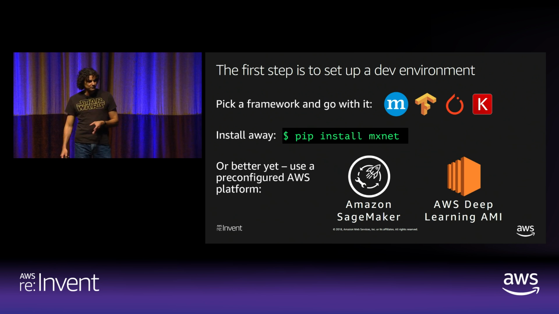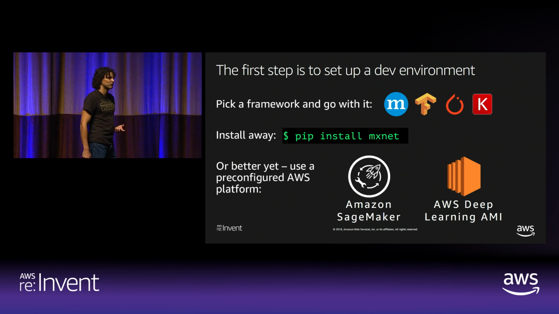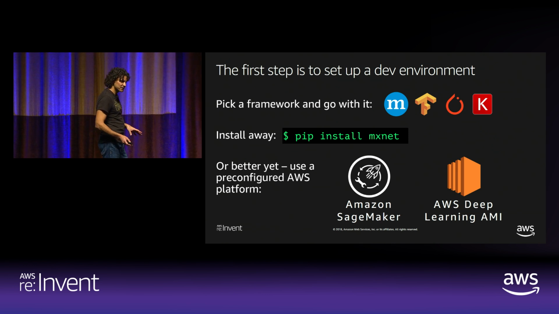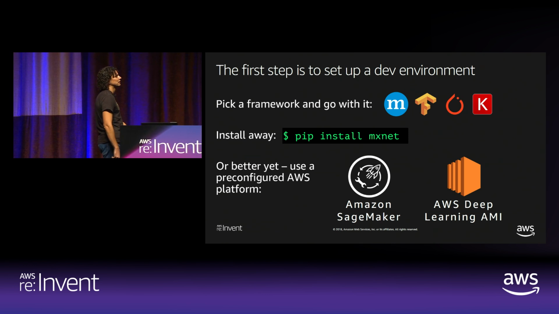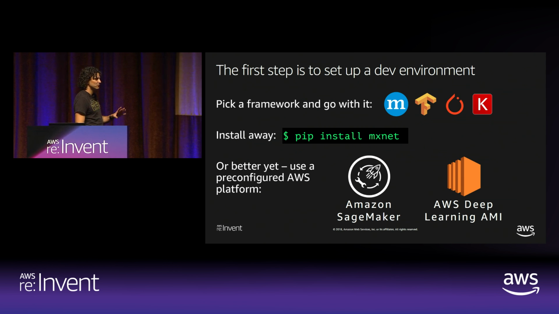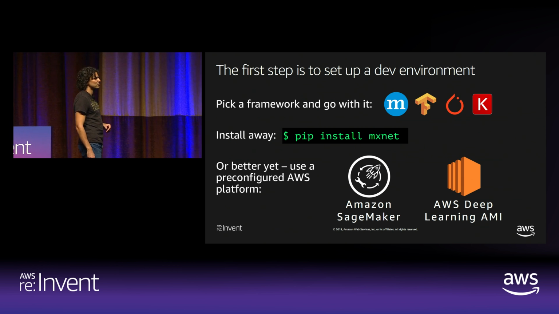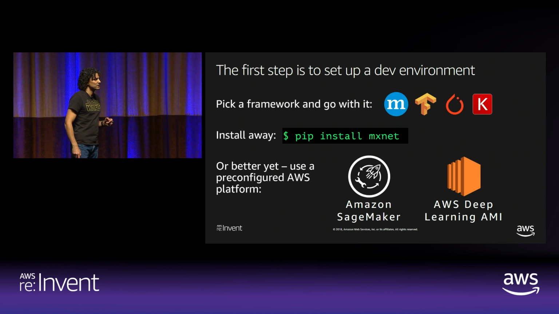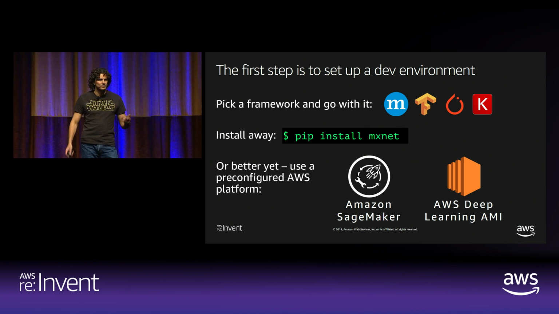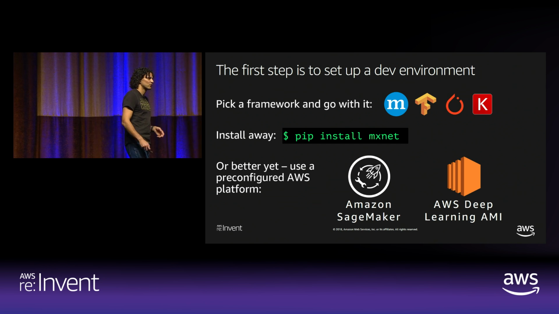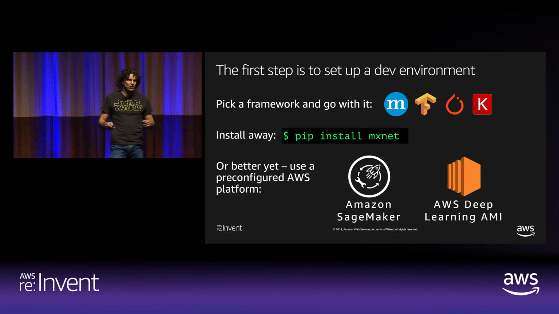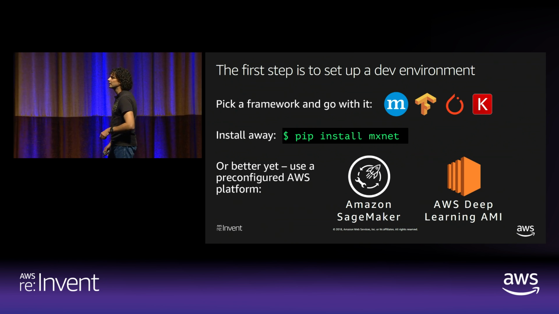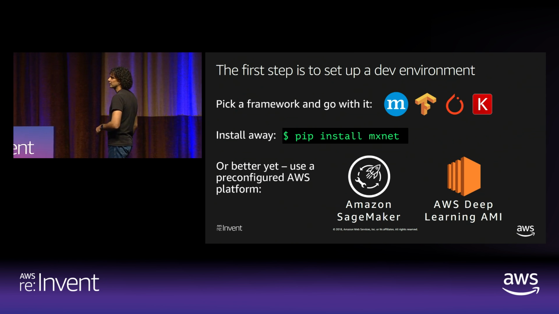SageMaker, if you've heard of it, is a great platform for doing machine learning and deep learning. It abstracts a lot of the complexity and infrastructure tasks for you. So I would highly recommend checking it out. There's also lots of great talks on SageMaker in re:Invent. And you also have the AWS Deep Learning AMI. It's an AMI, a machine image for EC2 that comes pre-installed with all the frameworks, all the drivers, GPU, CPU, whatnot. And it's super performant. So definitely check it out as well.